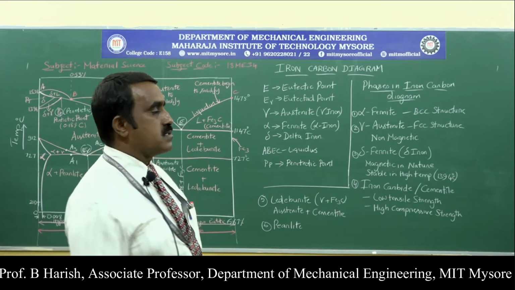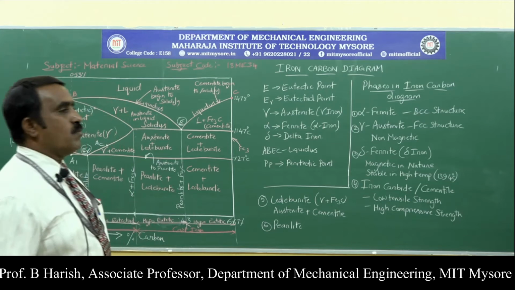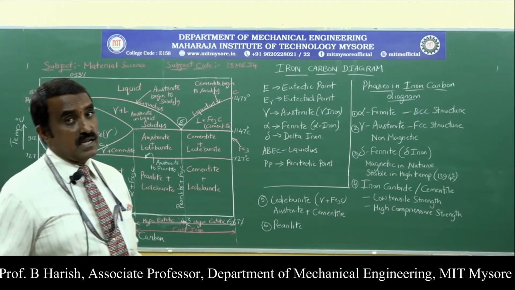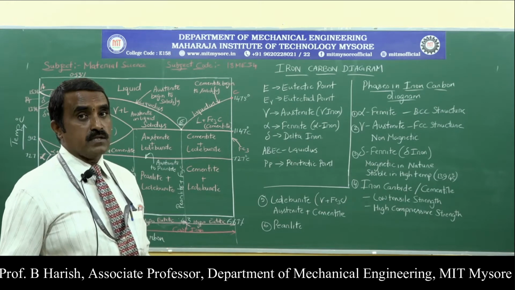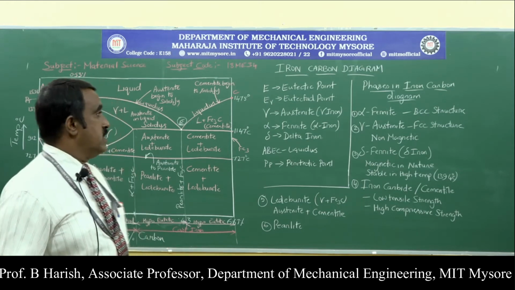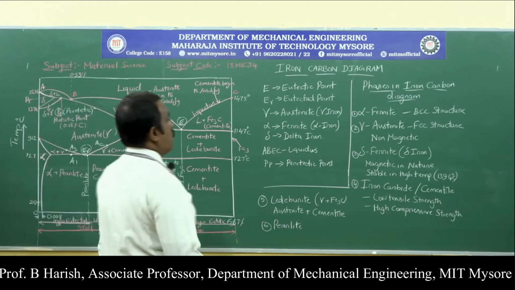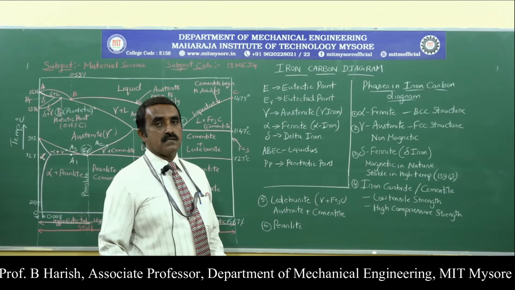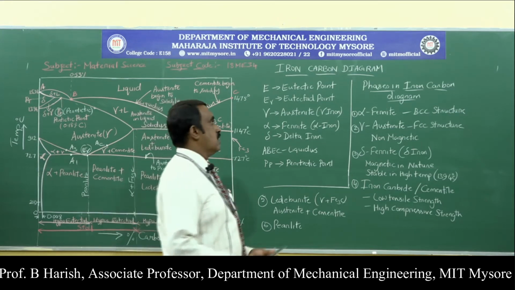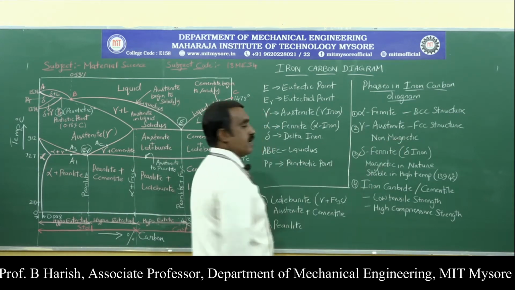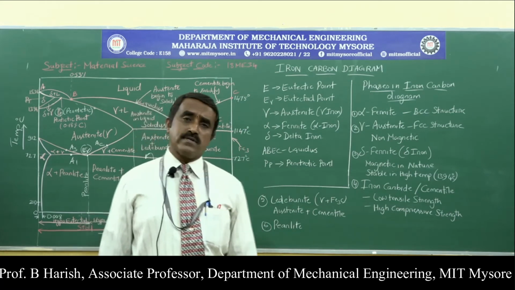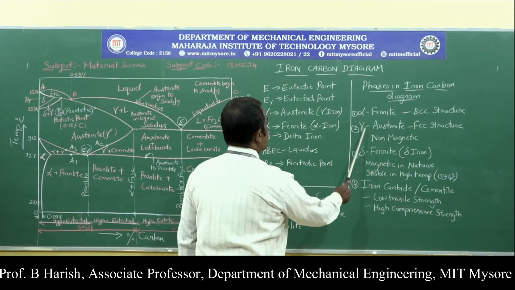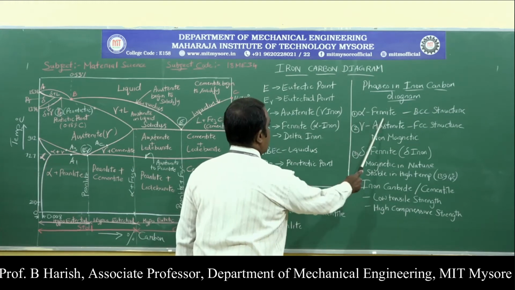Now once we draw this iron carbon diagram, one more thing that has to be studied is what are the different phases that can exist in the iron carbon diagram. So there are 5 different phases that exist in the iron carbon diagram. What are those phases? The first one is alpha, then gamma, delta, alpha ferrite.